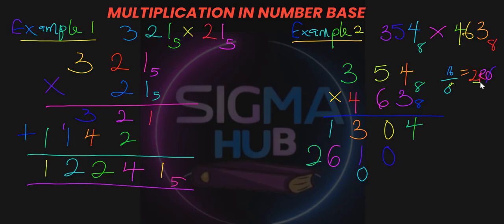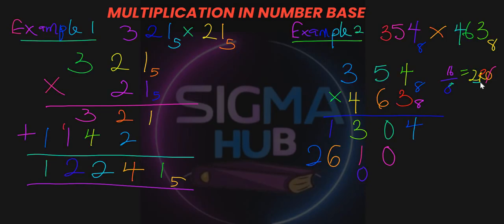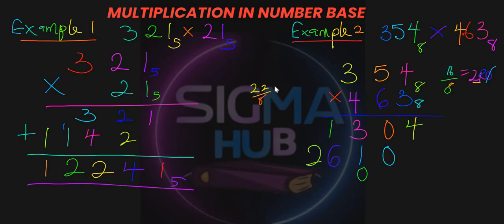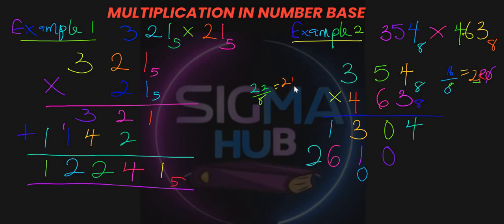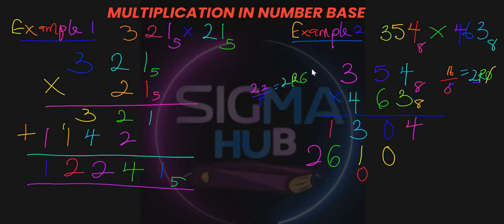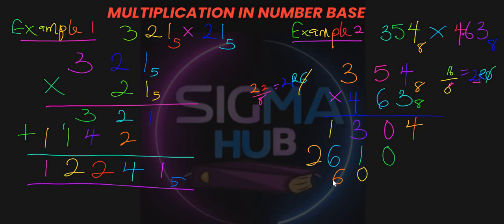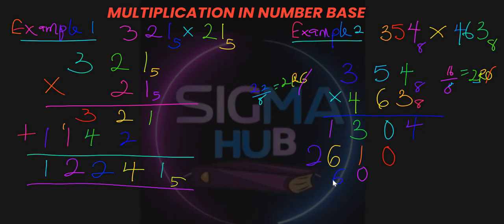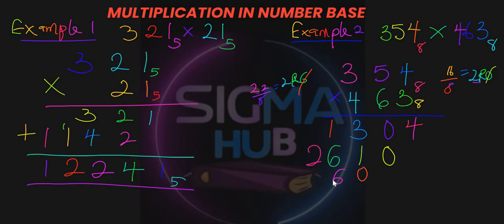Then 4 times 5 is 20 plus 2. That's 22. I cannot write 22. I'm going to divide it by 8. 22 divided by 8 is 2 remainder 6. So I'm going to be writing the remainder, which is 6. Then I keep 2. Then 4 times 3 is 12.